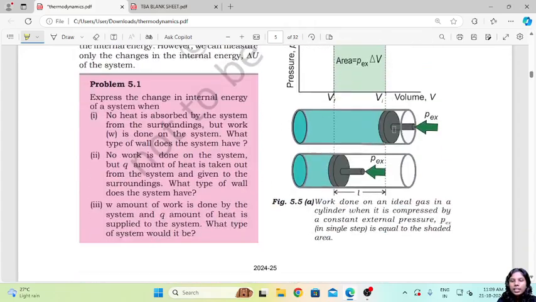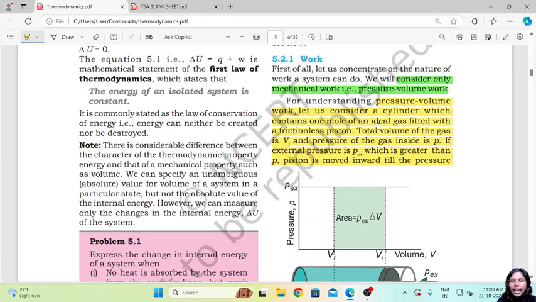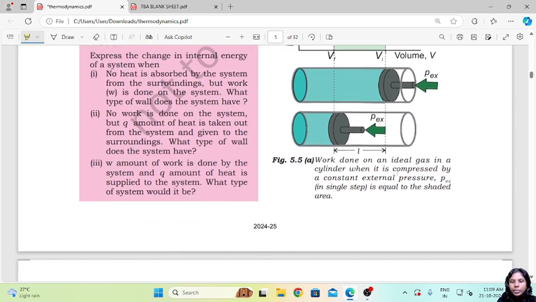So now what we are saying is that we have a closed cylinder in which we have 1 mole of an ideal gas that is filled. Its initial volume we are saying is Vi, and we have the pressure inside as P. Now we are considering that the pressure outside is equal to Pex, and if this pressure outside is greater than the pressure inside, we are going to push this piston inside so that our pressure becomes equal to that of the outside, that is the external pressure.